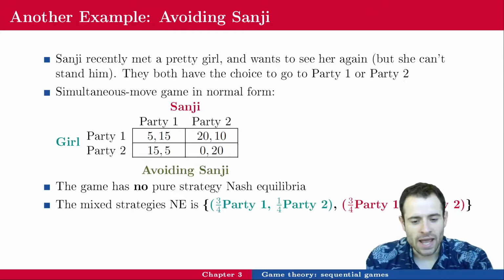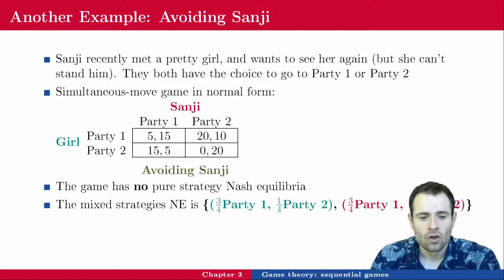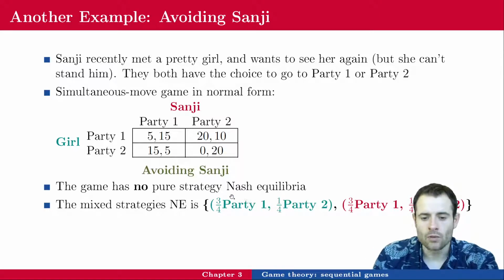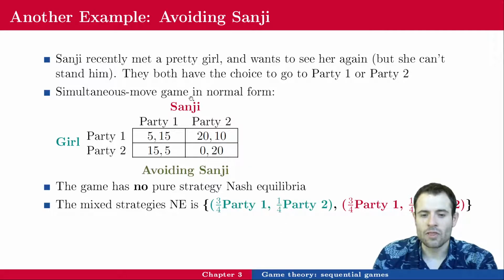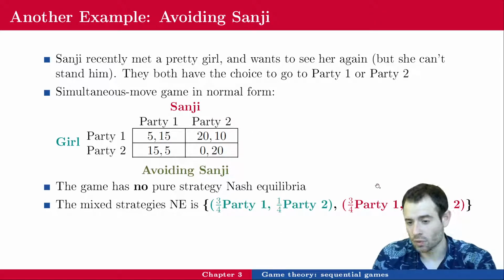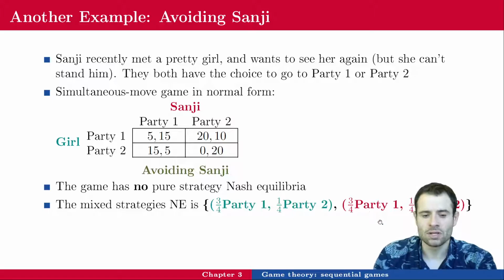The mixed strategies NE here is the girl goes to party 1 with a probability of 75%, and with a probability of 25% goes to party 2. And Sanji with probability 75% goes to party 1, and with probability 25% goes to party 2.